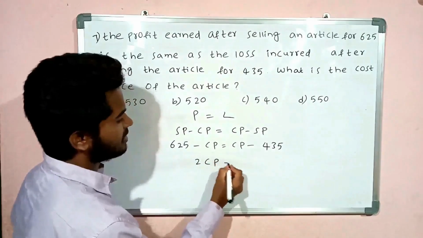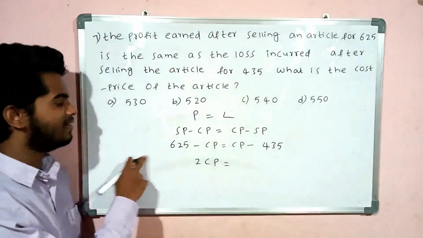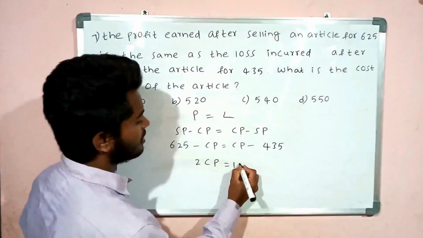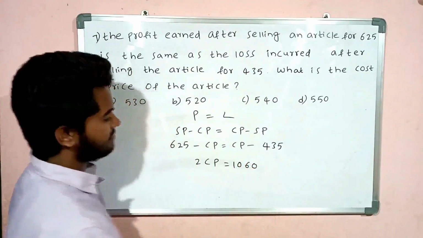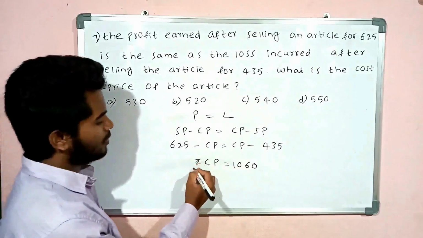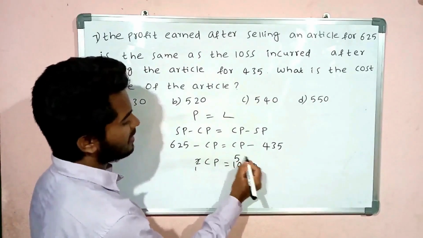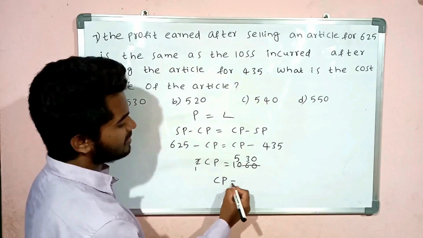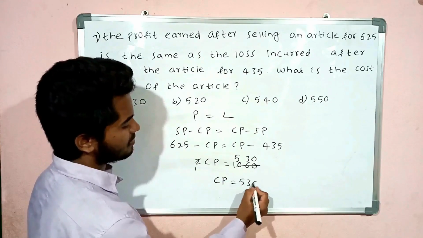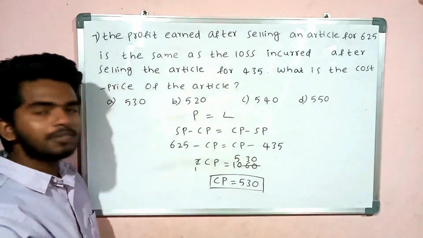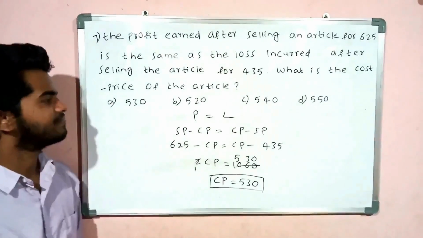So 2 times cost price equals 625 plus 435, which is 1060. So cost price equals 530.